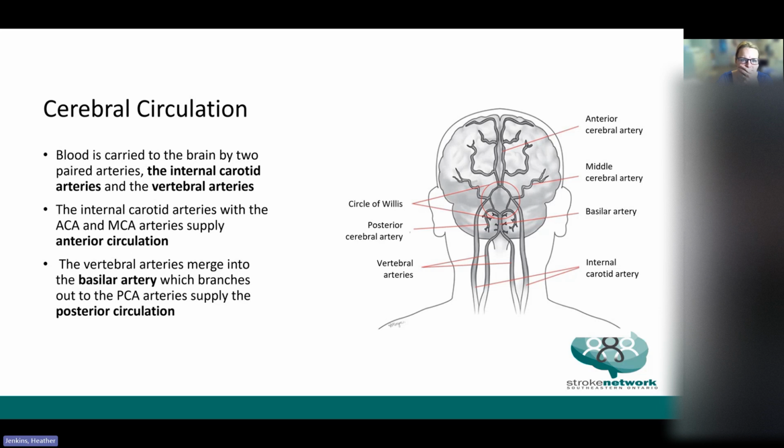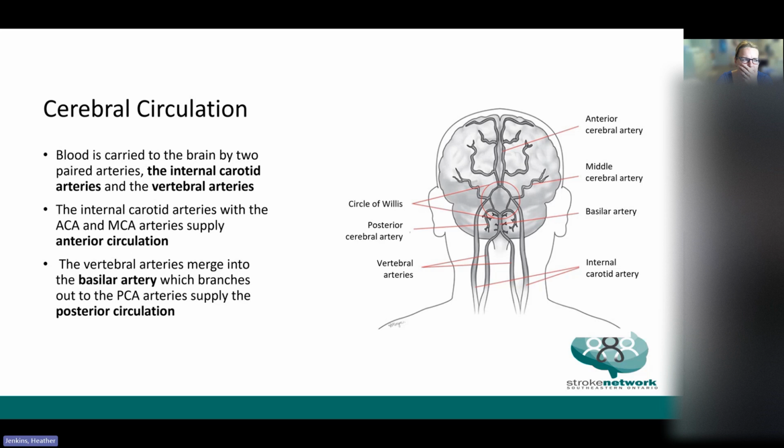And after they enter your brain, the internal carotids branch off into what you see in sort of that top portion there. It branches into your anterior cerebral artery, your middle cerebral artery, your posterior communicating artery. So those are the three ones there at the top of your brain that you're seeing, and they supply a large piece of real estate in your brain.